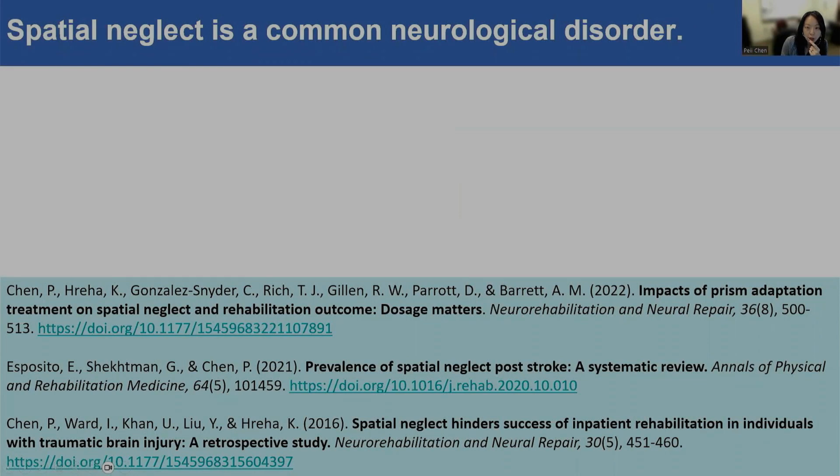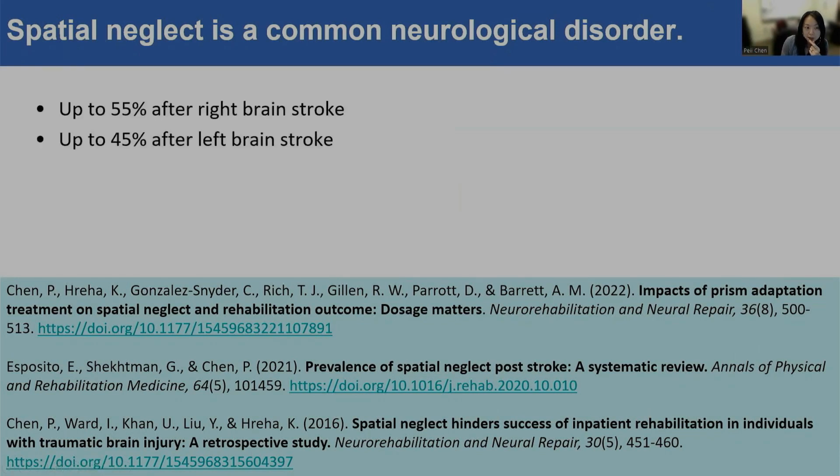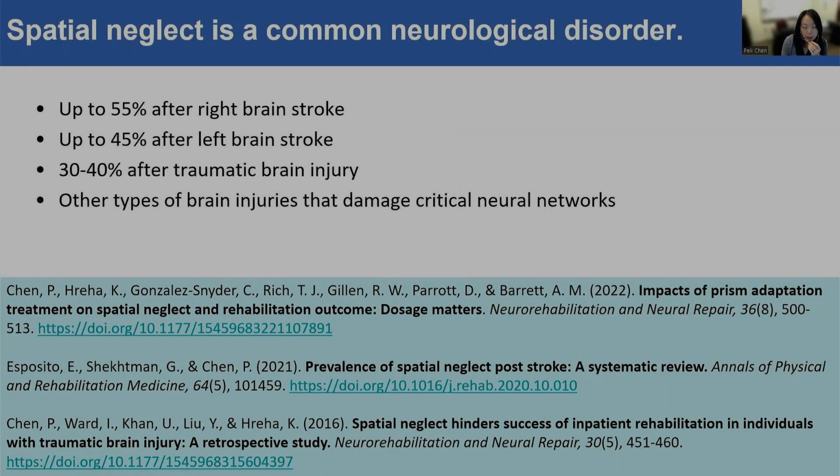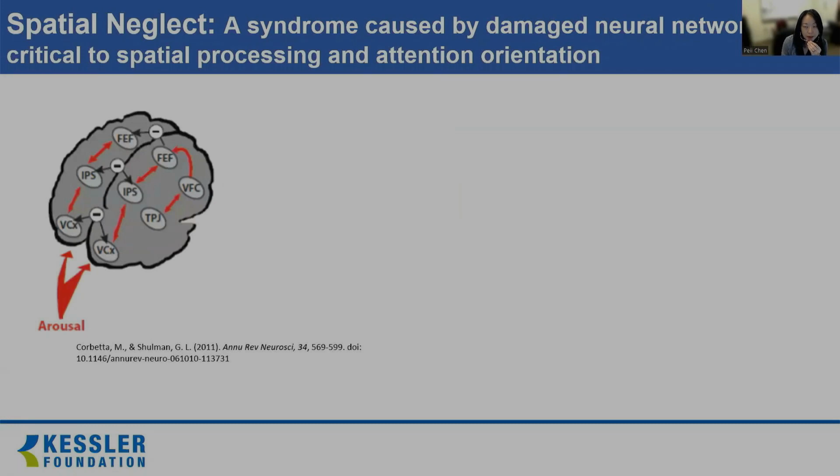Spatial neglect is a very common neurological disorder. We conducted several research studies to establish its prevalence. The prevalence is up to 55% after right brain stroke and up to 45% after left brain stroke. It can also occur after traumatic brain injury, where the prevalence rate is about 30 to 40%. It can also occur after other types of brain injuries that damage critical neural networks. And the critical neural network is this one. It's critical to spatial processing and attention orientation, basically the dorsal and ventral attention networks.